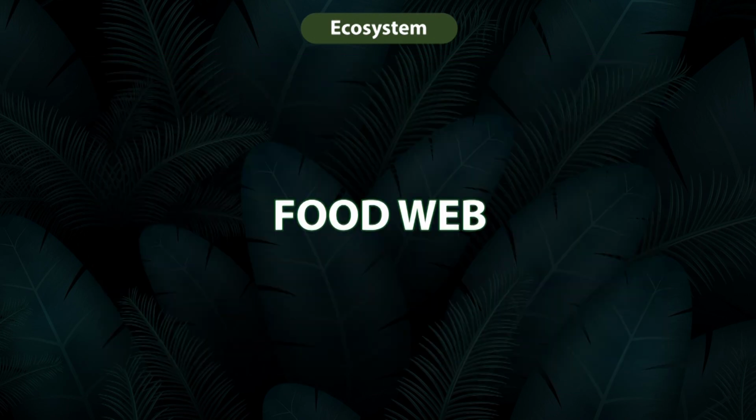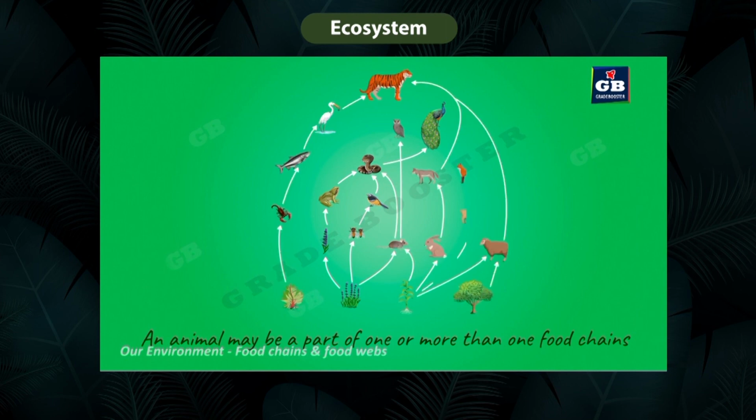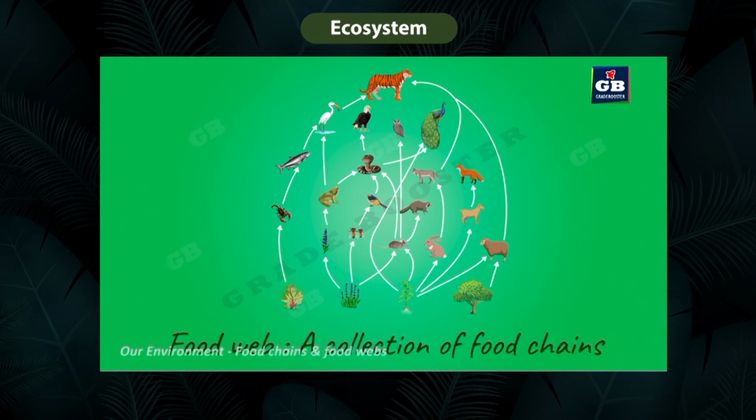Now let us learn about the food web. Sometimes one animal found in a food chain of an ecosystem can be a part of another food chain also. That means in an ecosystem, many food chains may be linked with one another. If we present all these food chains in a graphical form, it looks like this. This is called a food web. A food web is a network of interconnected food chains showing the complex relationships and interactions between different organisms in an ecosystem. This is all about food chains.